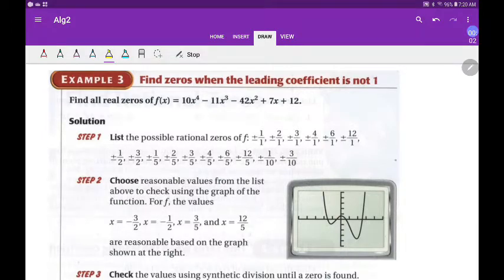So, find the zeros when the leading coefficient is not 1. Okay, this is where the rubber meets the road here. The leading coefficient is not 1, it's 10. So we have all the factors of 10. Here's 1, here's 2. We skipped some because they were repetitive.